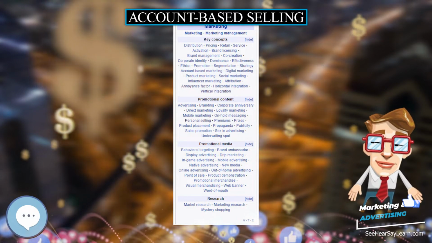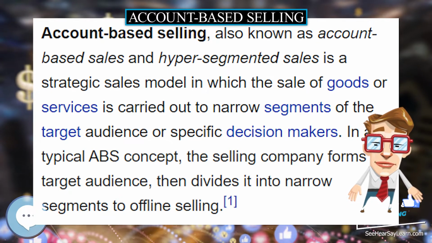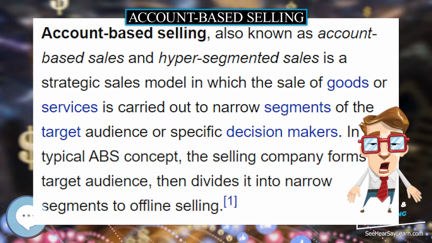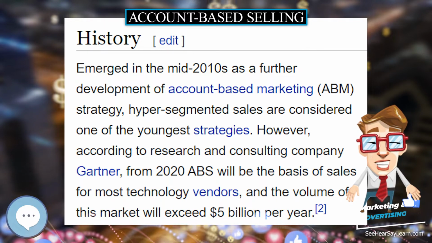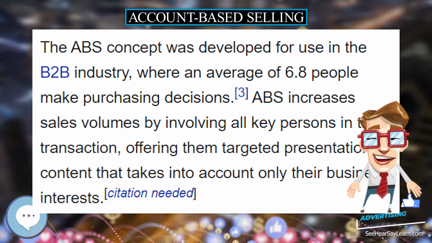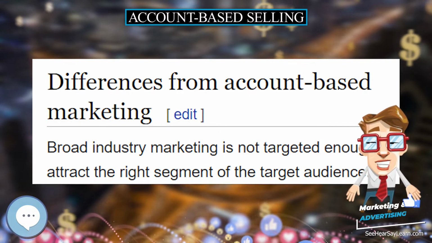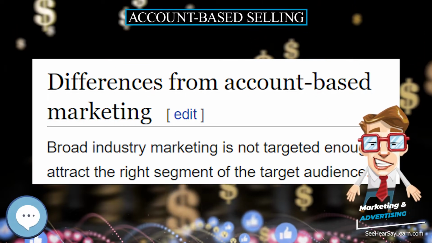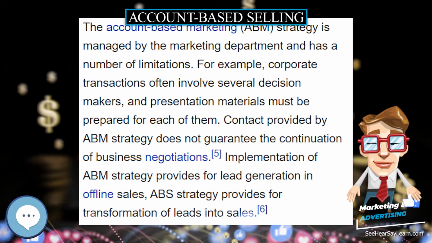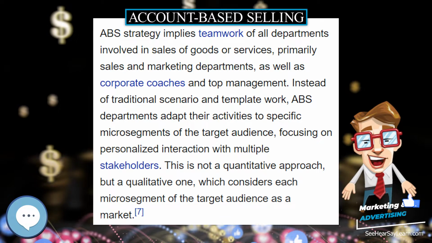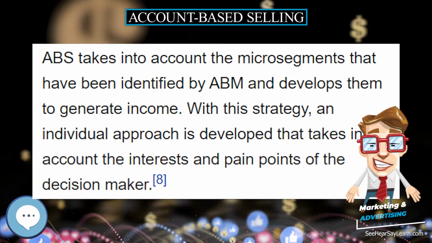Account-based selling, also known as account-based sales and hyper-segmented sales, is a strategic sales model in which the sale of goods or services is carried out to narrow segments of the target audience or specific decision makers. In a typical ABS concept, the selling company forms a target audience, then divides it into narrow segments to offline selling. History emerged in the mid-2010s as a further development of account-based marketing, ABM, strategy.